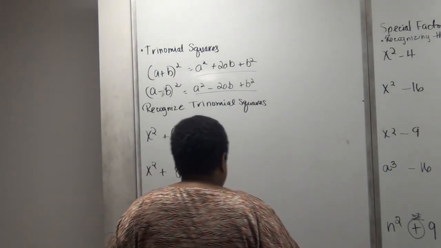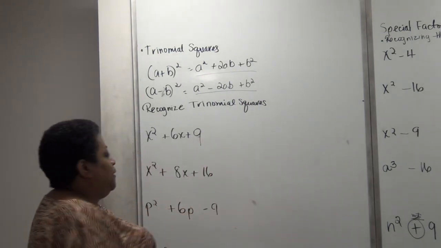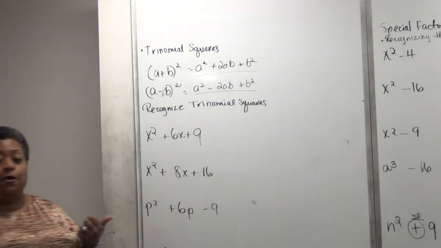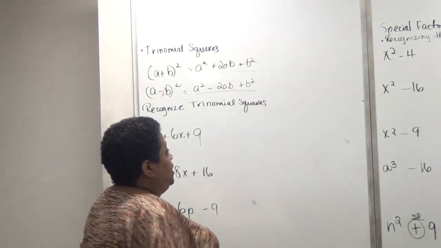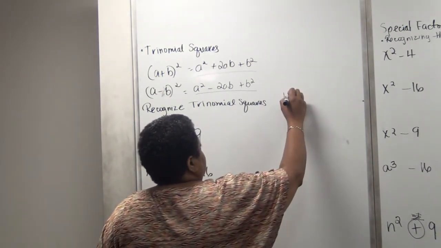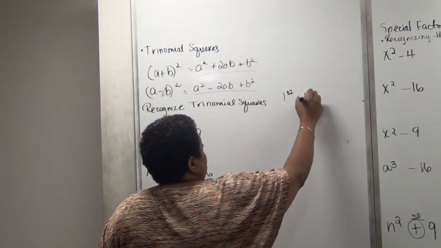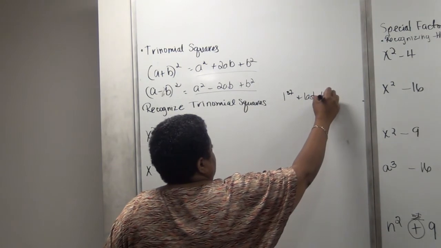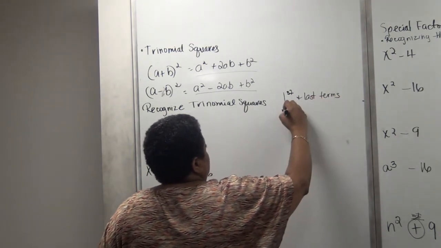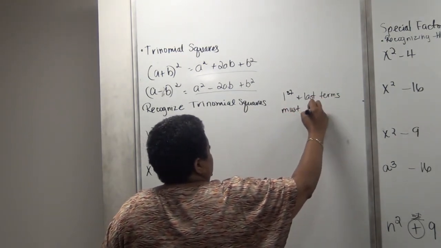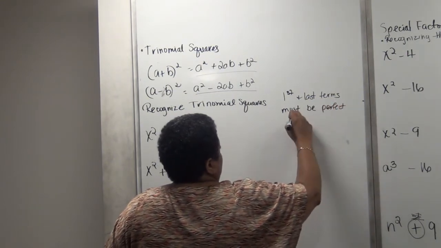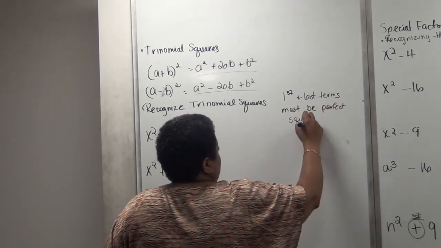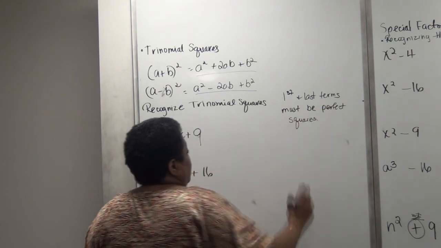How can you tell? First of all, the first term and the last term must be perfect squares. All right.